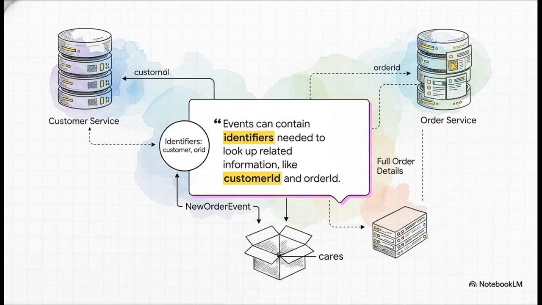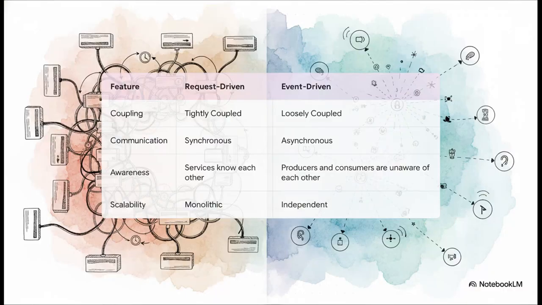Now, pay close attention here, because this is critical. Look at what this new order event doesn't have. There's no customer name, no address, no list of items they ordered. It only has IDs. The event is intentionally lightweight. It's not trying to carry all the data around. It's just a tiny notification that gives other services just enough info to go look up the details if they care to.